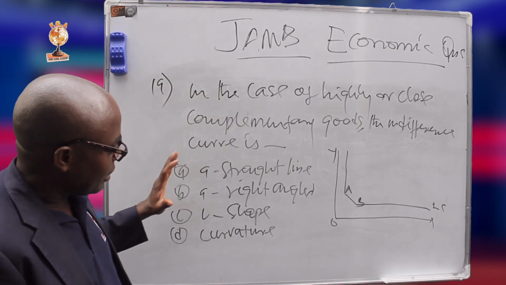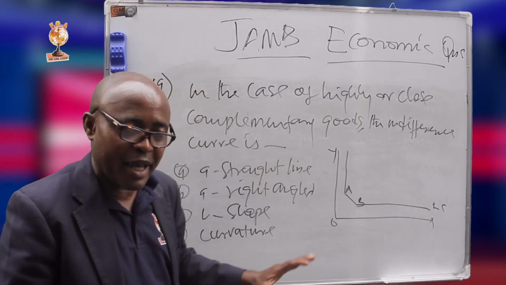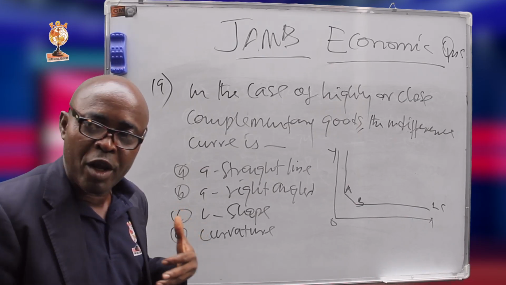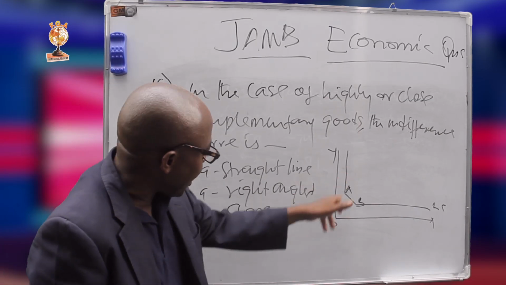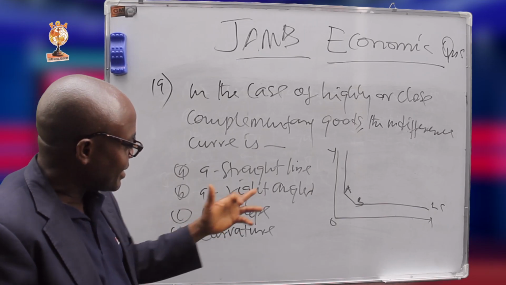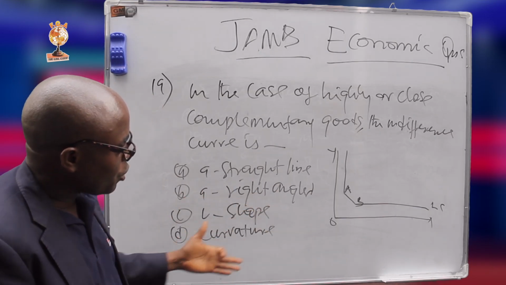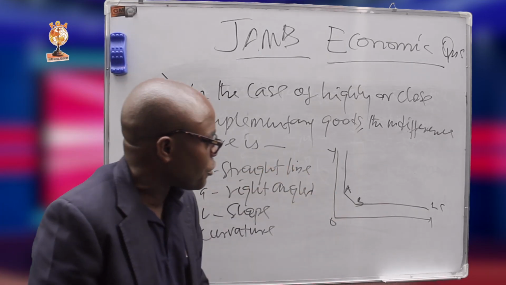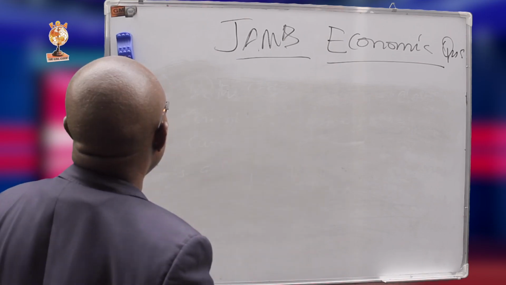If the capital is okay, the labor too will be okay. And that is why we couldn't have a straight line, we couldn't have a right angle, we couldn't have an L shape. But what we have here is what we refer to as curvature. We go to question number 20.